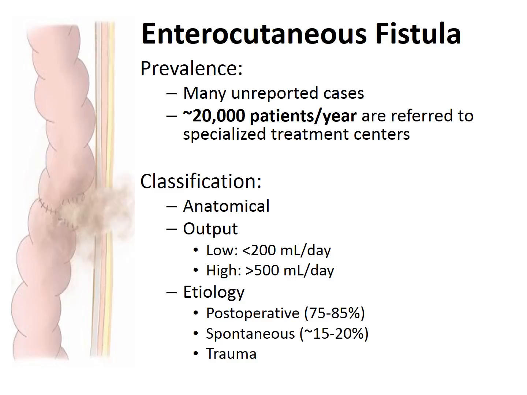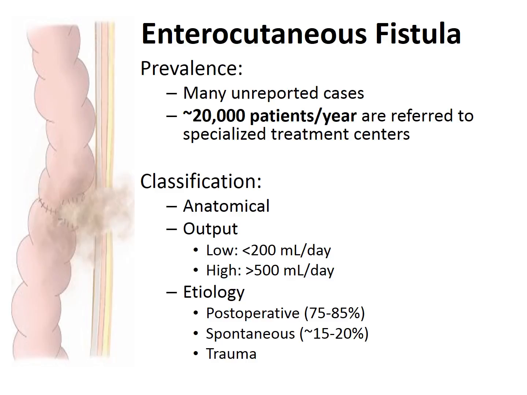Furthermore, we move along to the classifications of an enterocutaneous fistula. First, where is that abnormal connection occurring? This is the anatomical classification. Next, what is the output? This can be broken down into low, moderate, and high. Low being less than 200 milliliters per day, while high is greater than 500 milliliters per day. And as we would expect, moderate is between 200 and 500 milliliters per day.